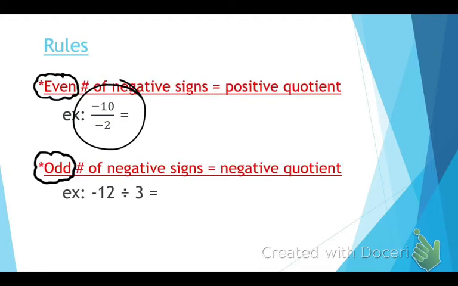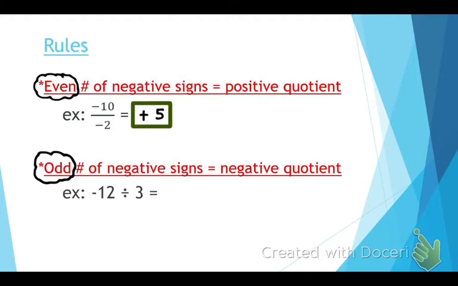Even. If you have an even number of negative signs, this tells us our answer has to be positive, okay? It says right there, if you have an even number of negative signs, your answer is going to be positive. So this answer has to be positive. Now let's just focus on this. What is 10 divided by 2? 5. So the answer is positive 5. Let's go to the next one.